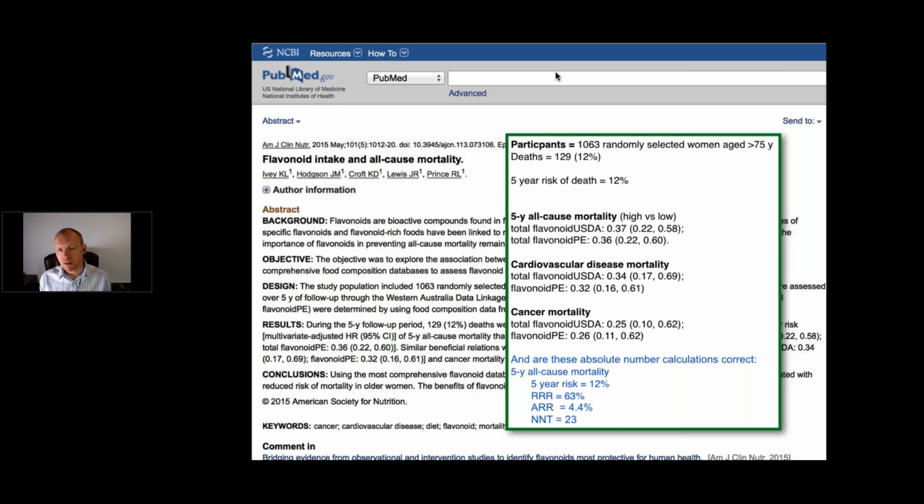So in this case, for every 23 individuals who ate a diet high in fruits and vegetables, one person in that group would not die. So it doesn't sound like a lot, but it actually is an awful lot. Most drugs don't work this well. Like if you look at statin drugs for lowering the risk of heart disease, they work about the same, but they also have a lot of side effects associated with it.